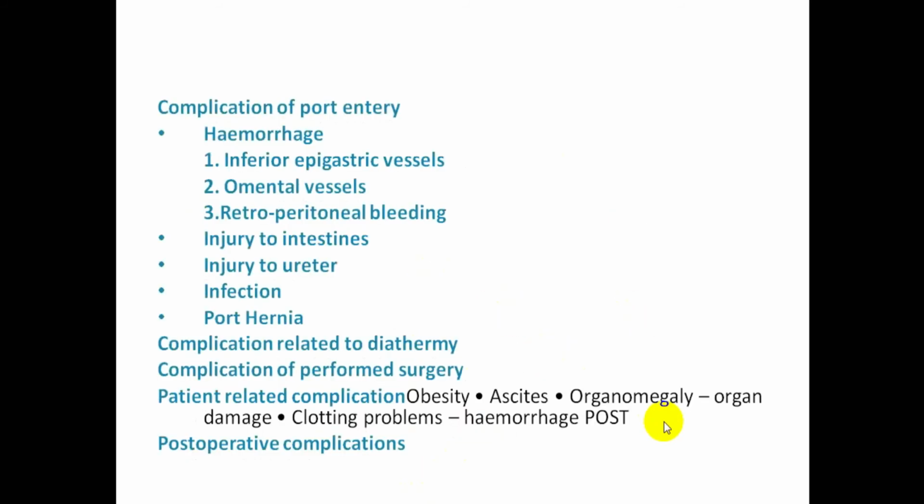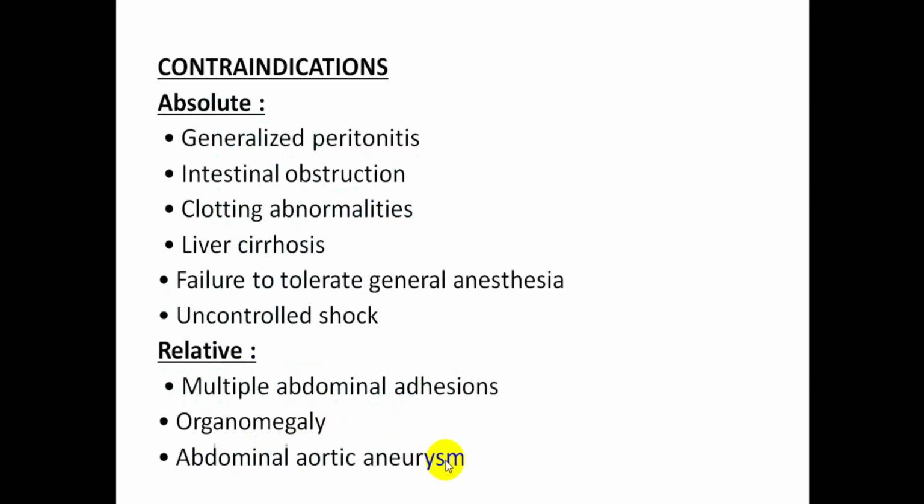operation. Complications of port entry: either hemorrhage due to injury to any blood supply, superficial or deep, injury to the intestine, to the ureter, infection, port hernia, or complications related to diathermy used to perform surgery, or patient-related complications of ascites, organomegaly, organ damage, clotting problem. Post-operative complications increase sometimes in those patients with risk factors.